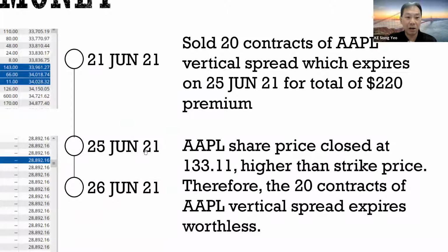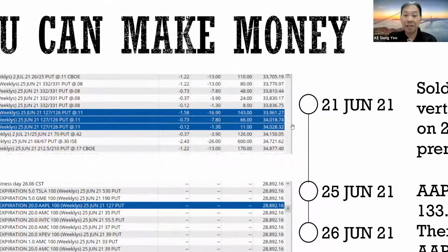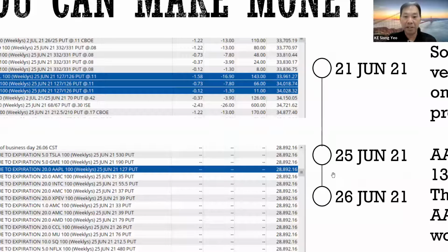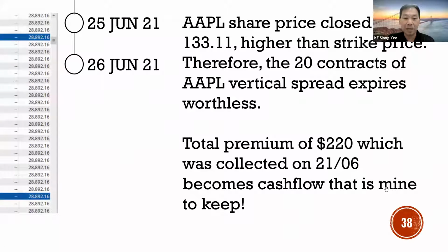So true enough, at the close of the week, Apple share price closed at 123, which is higher than the sell put price and higher than my buy put price. Which means my 20 contracts that I entered expire worthless. The premium that I collected upfront at the beginning of the week becomes cash flow that is confirmed mine. And it's through the use of all these option strats, and through doing options on all these suitable stocks, that I am able to have that kind of returns.